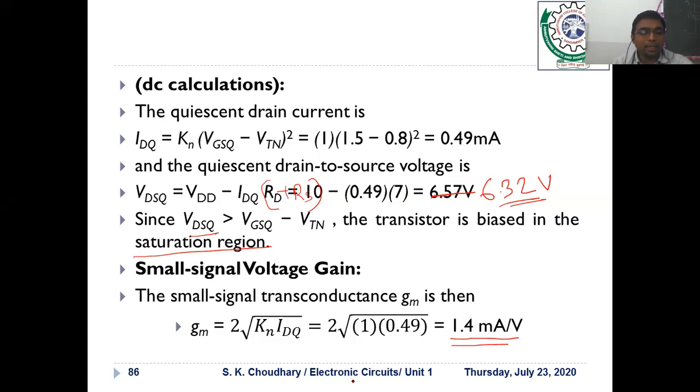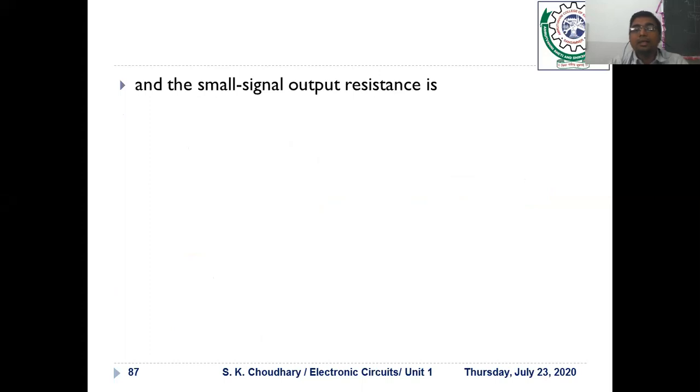After finding the gm, what do you have to find out? You have to find out the output voltage as well as the output resistance. So here, what is the value of the small signal output resistance? Tell me. It is a very simple formula. You have learned it already. R naught is equal to what?